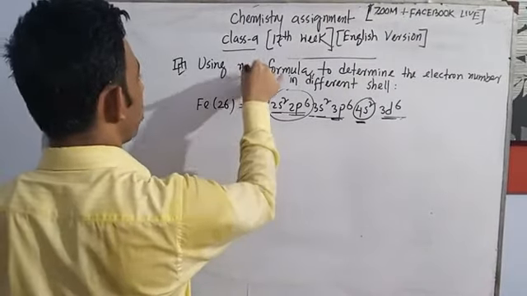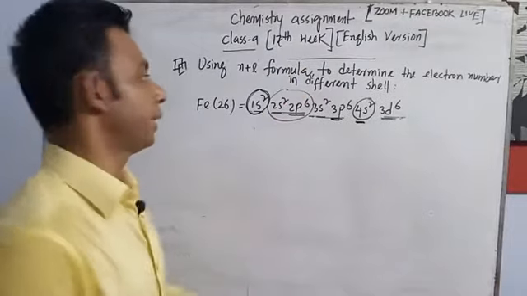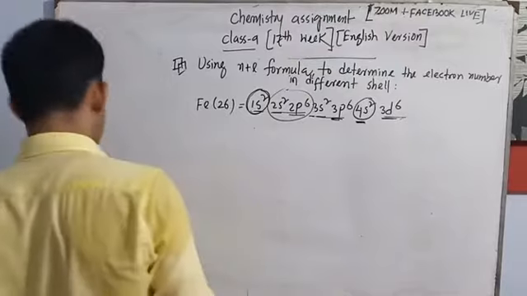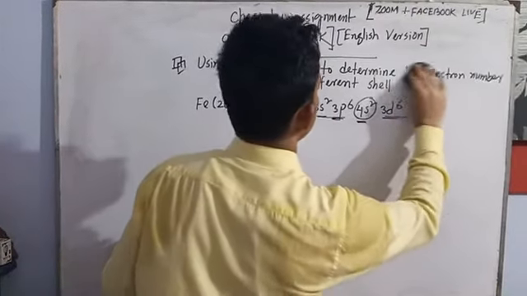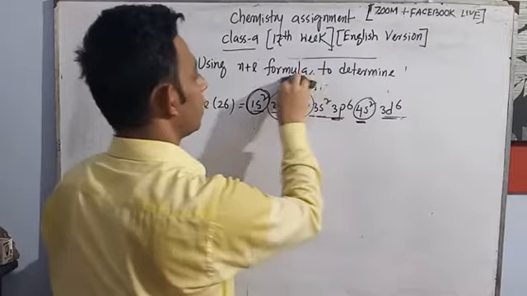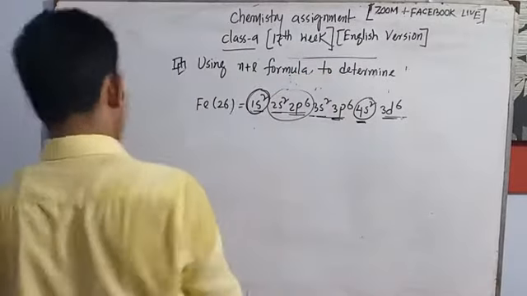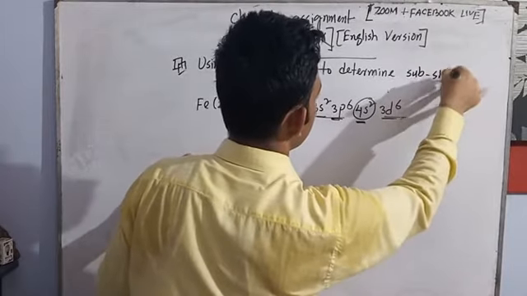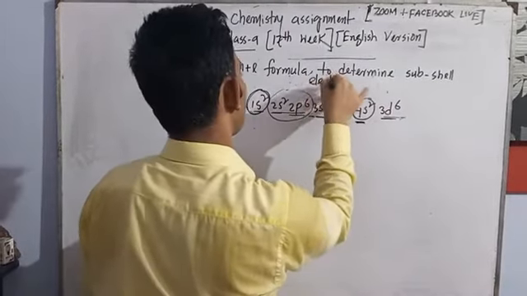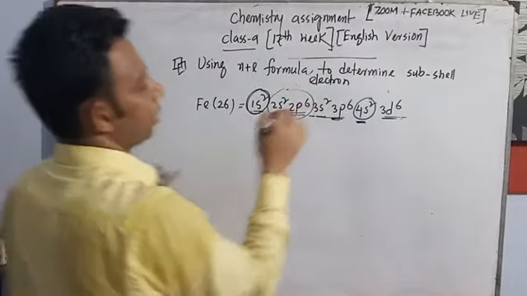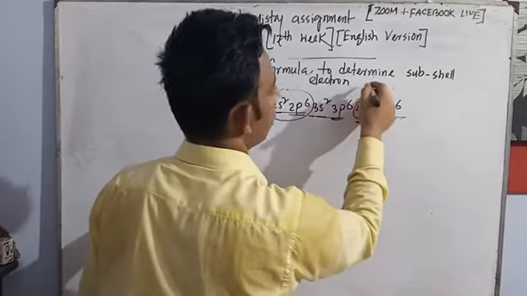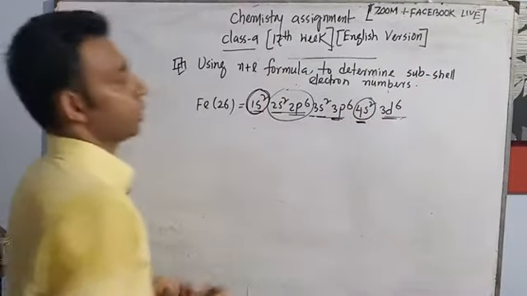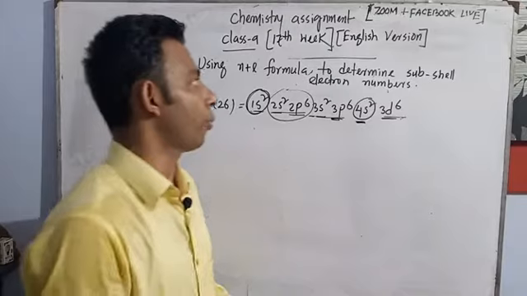N plus L, this one will be another headline. All the headlines you will write there. N plus L formula to determine the subshell electron numbers, subshell electron numbers using the n plus L formula.